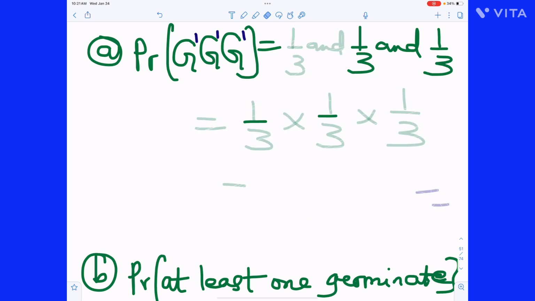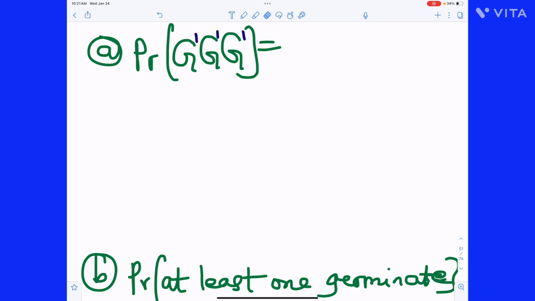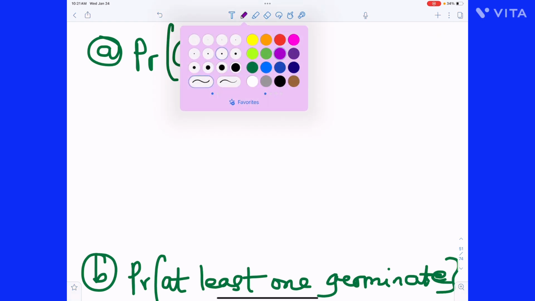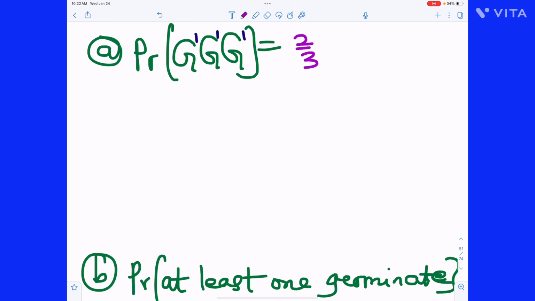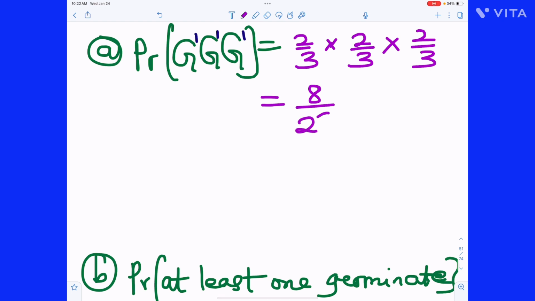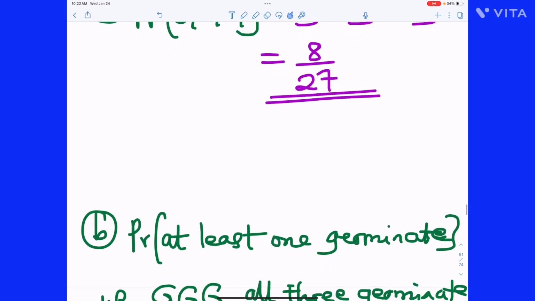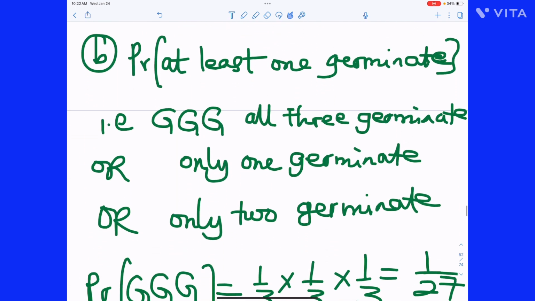So that gives us what? What's the probability that the first seed planted does not germinate? 2 over 3. And the second one planted does not germinate? 2 over 3. And the third one too does not germinate? 2 over 3. That's 8 over 27. Okay, when I checked, I saw that mistake too.